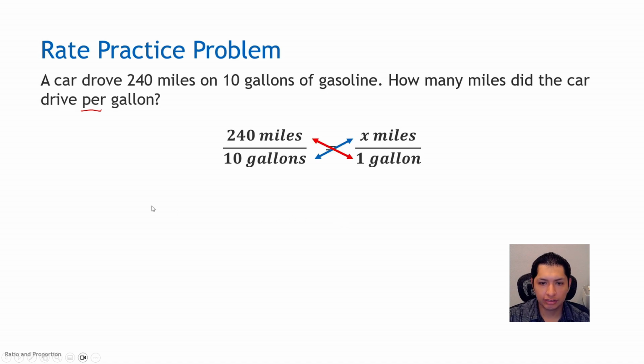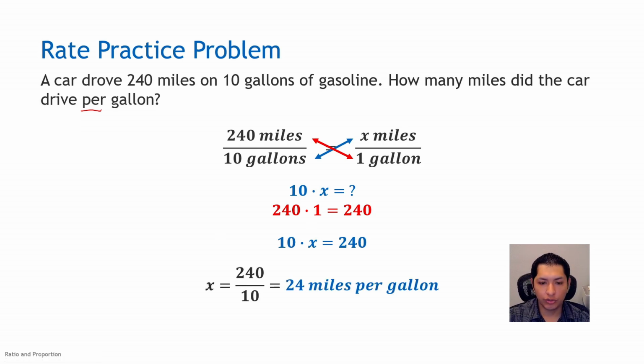We look at the cross products. So we multiply diagonally. 10 times an unknown number, we don't know what that answer is going to be. So that's already two unknowns. But if we look at the other cross product, we know that 240 times 1 is equal to 240. Any number times 1 is itself. With this information, and again, using the concept that a proportion is equivalent ratios, we can say that 10 times the unknown number is 240, because that is what has to be true for a proportion to hold true. Then we solve for this unknown variable, and it simply becomes 240 divided by 10, and the answer is that the car got 24 miles per gallon.